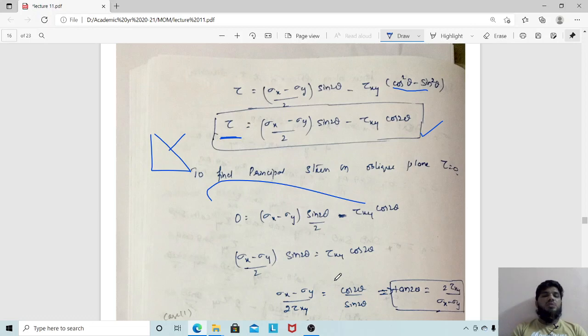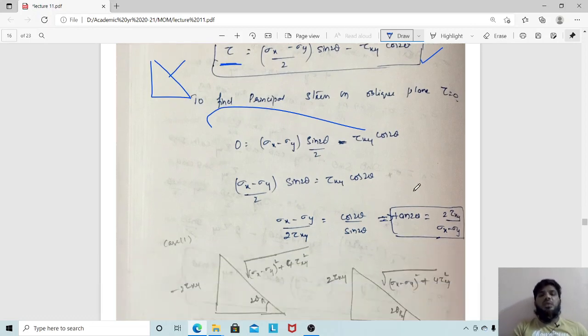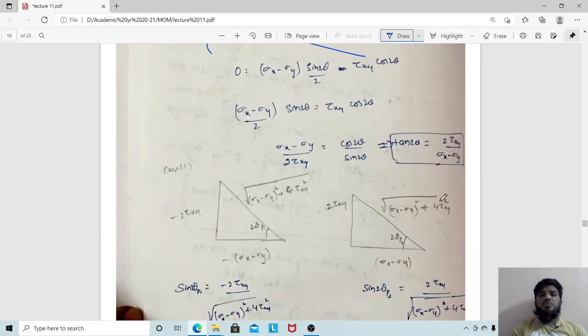So sin by cos we know, so I am rearranging sin by cos. Sin by cos you know is tan 2 theta. So tan 2 theta is 2 tau xy divided by sigma x minus sigma y. Here both can be minus, then both will be cancelled. If both are plus, then it is positive. So first case I am taking both as minus, second case I am taking both as positive.